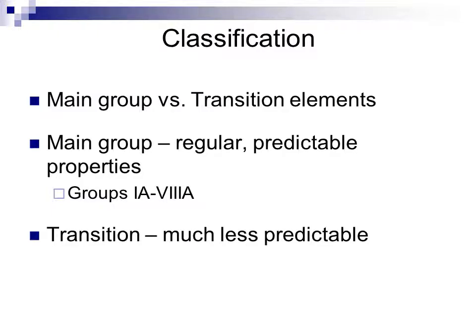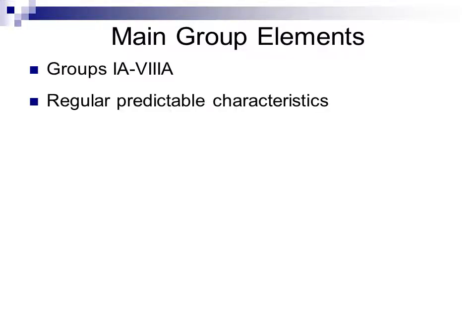The transition elements tend to be much less predictable. They occupy the middle portion of the periodic table in groups 1B through 10B. Main group elements, groups 1A through 8A, have regular and predictable characteristics. If I go down each of these groups, we'll find the properties are relatively consistent moving down the group. There are four primary named groups that we deal with in the main group elements.